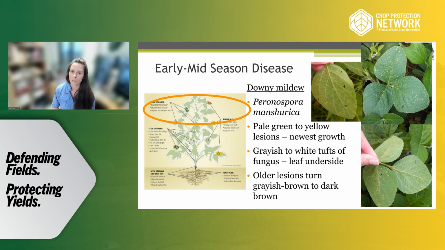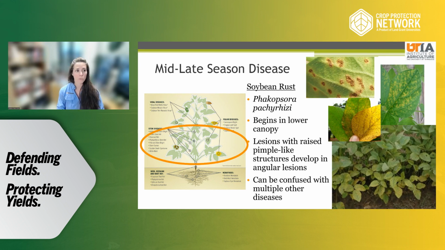Downy mildew would be more in the upper canopy, compared to Septoria brown spot, which we talked about, being in the lower canopy. And then next we'll be talking about soybean rust, which is also in the lower canopy. Depending on where you are at, you may or may not need to be concerned with soybean rust.